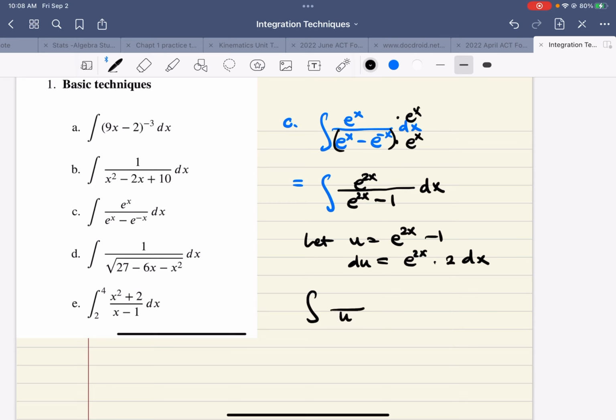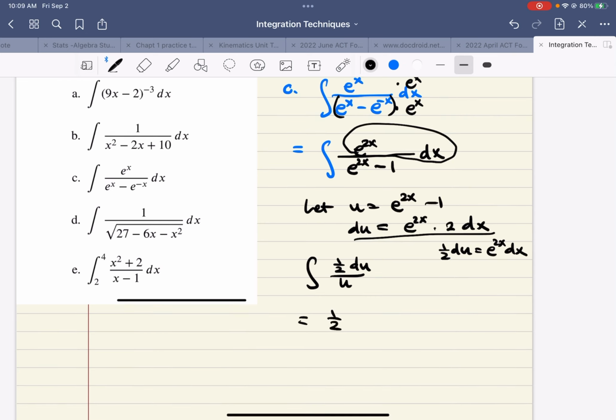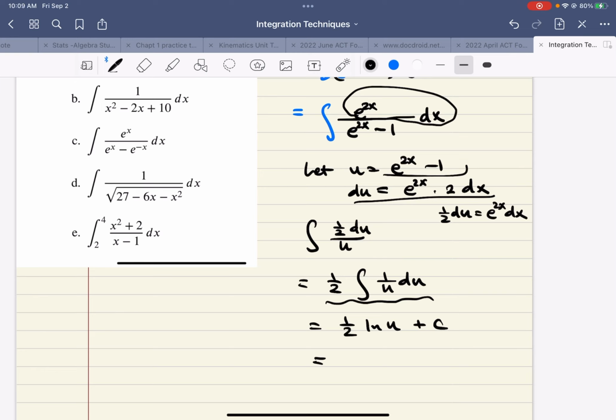And when you divide by 2 from here, so 1/2 du equals e to the 2x dx. So that portion here, you can change into 1/2 du, right? So 1/2 du. Okay. So then 1/2, you can take it out, and 1 over u du. That is ln, right? So 1/2 ln u plus c.